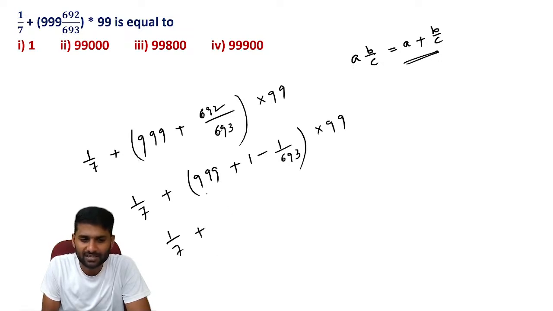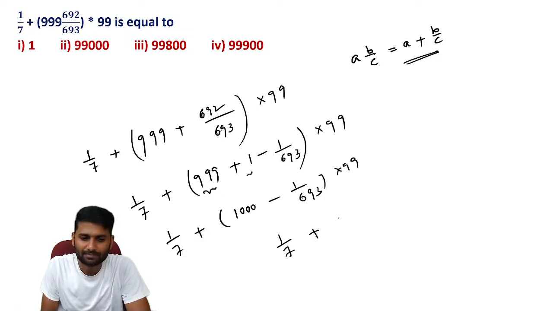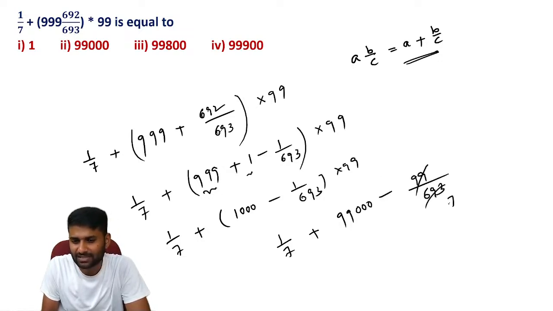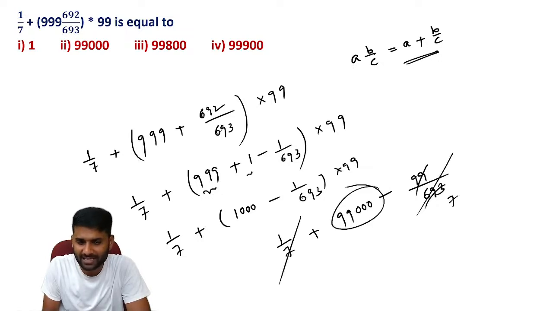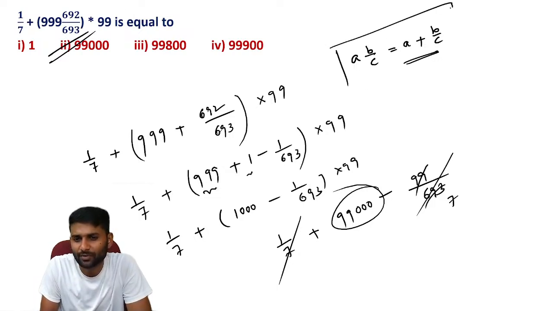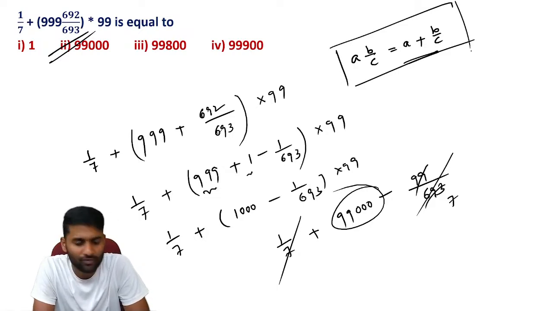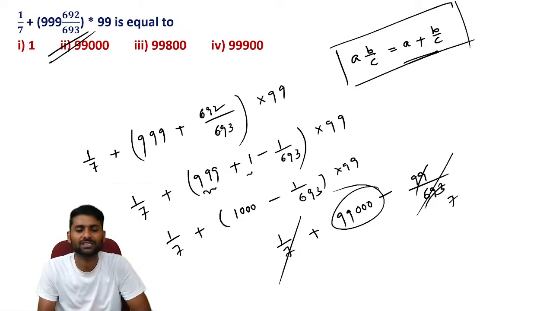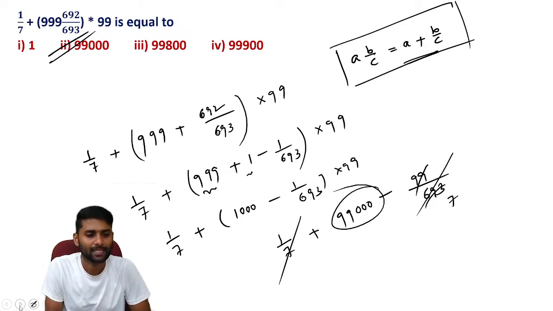Further simplification: 999 plus 1 is 1000, so 1000 minus 1 by 693. Now you can multiply those numbers with 99. So 1 by 7 plus 99 multiplied with 1000 is 99,000 minus 99 divided by 693. This is exactly 7 times 1 by 7, so the 1 by 7 is cancelled. The final result is 99,000. That's the simplification. You have to know that you can write A B by C in the form of A plus B by C. If you know this, you can solve this kind of questions.